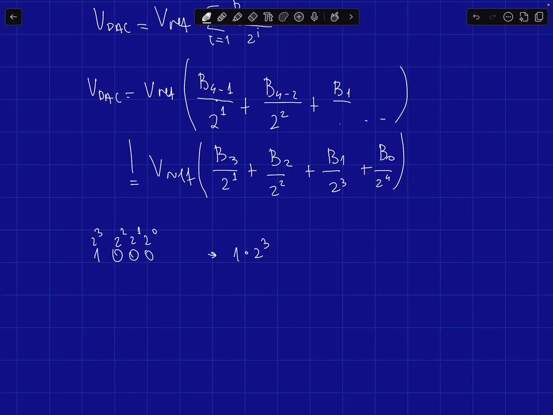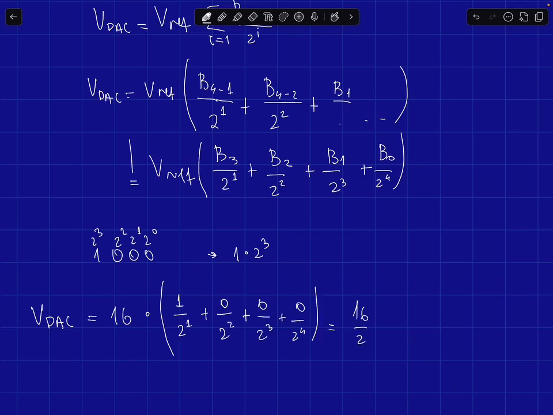So if we want to see that the formula works, we just try to convert the same number. VDAC equals Vref, which is 16, multiplied by B3, in this case 1, divided by 2 to the first, plus the other ones are 0, so this is equal to 16 divided by 2, which is 8, exactly what we expected. So now, back to the ADC.